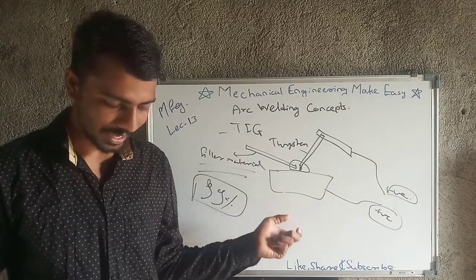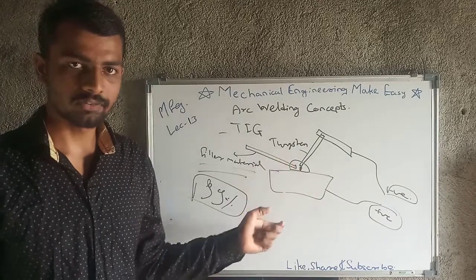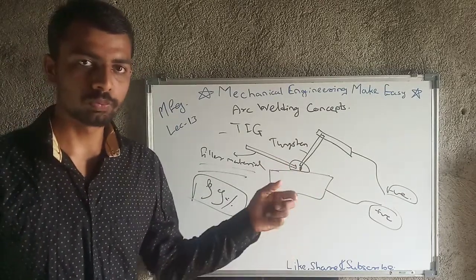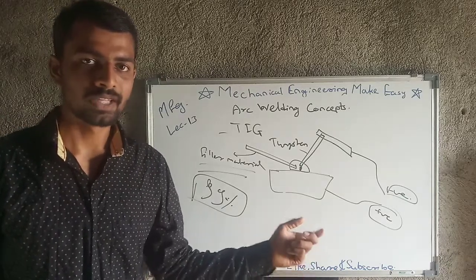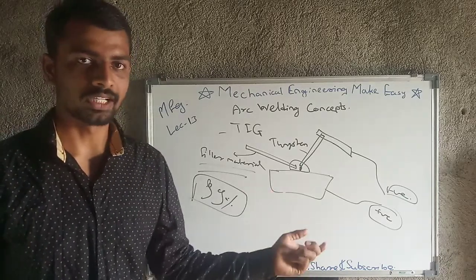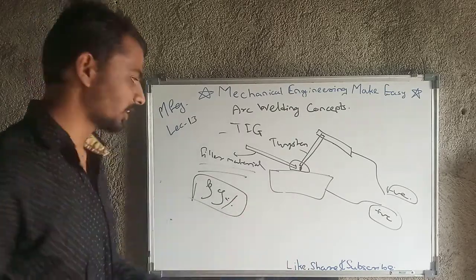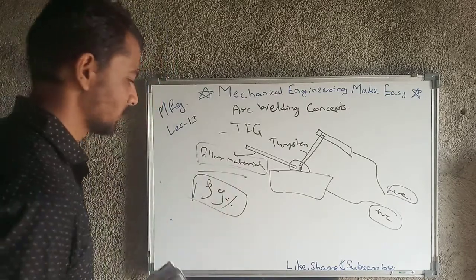Then no slag, as we are not using flux, so slag will not form. If slag forms, then we need to do post cleaning after the welding process. So ultimately we don't need post cleaning. This is also an advantage of TIG. Then the filler material is required. This is, we can say, one of the disadvantages also.